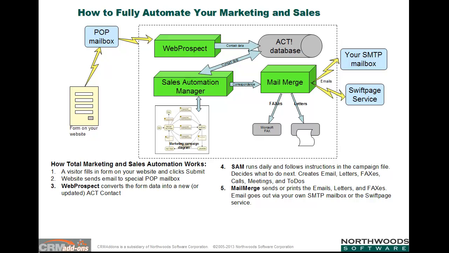This diagram illustrates how the three products work together to provide total automation for your marketing and sales. A visitor fills in a form on your website. That sends an email to a POP mailbox. Web Prospect periodically downloads that information and adds it to the Act database. Sales Automation Manager runs and visits each contact and performs actions according to a campaign diagram which defines what process steps to perform on each contact. Some actions generate correspondence. That goes to Mail Merge and results in emails, letters, and faxes going out. Emails go out using your own internet mailbox or the SwiftPage service.